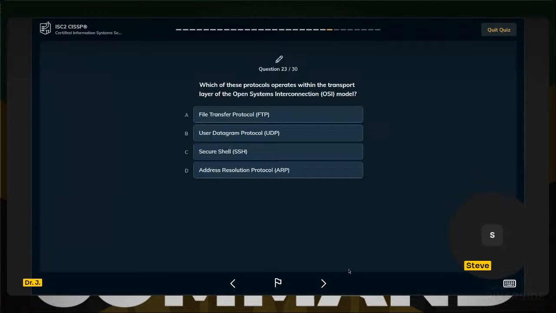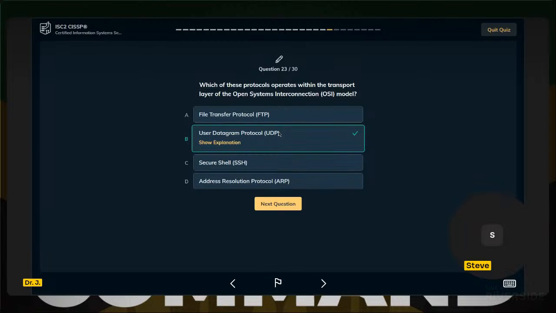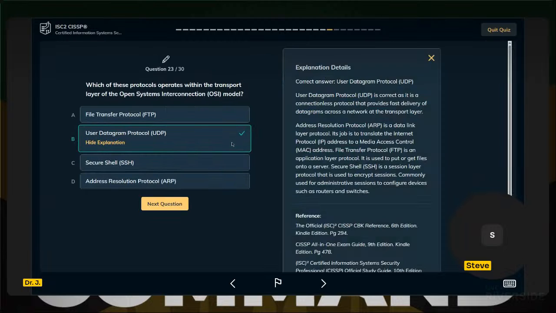All right, which of these protocols operates within the transport layer of the OSI model? Transport layer. Could it be B? Yeah, UDP, because TCP is under the transport. There's wireless, FTP is application, secure shell is application, ARP is layer 2. Yeah, UDP is connectionless. It's a connectionless protocol, provides fast delivery of datagrams across the network at the transport layer.